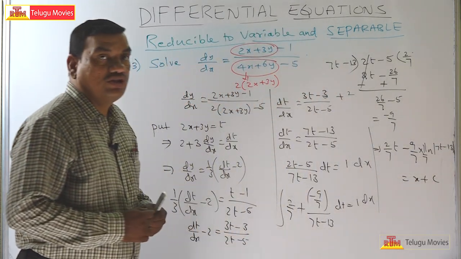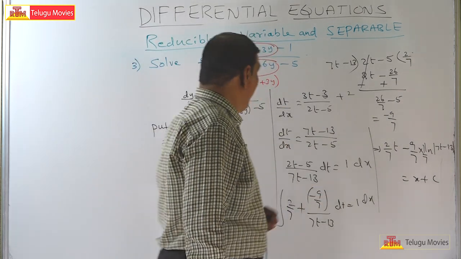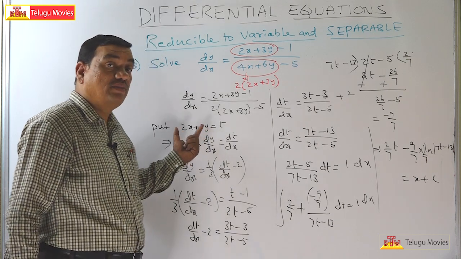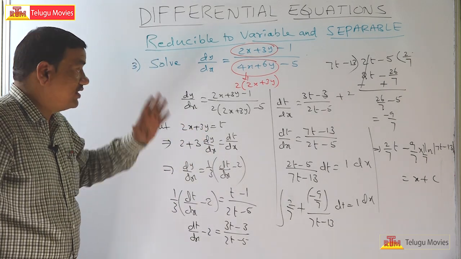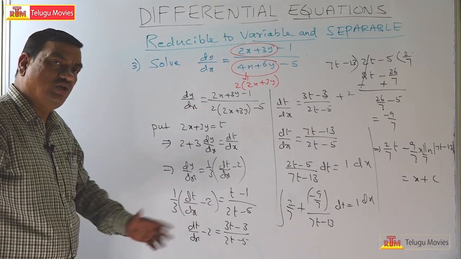Okay, that is all. Almost the problem is over. So do simplify that and put in place of t. Do not forget to keep the substitution, t is equal to 2x plus 3y. There you substitute 2x plus 3y, you will get the answer.